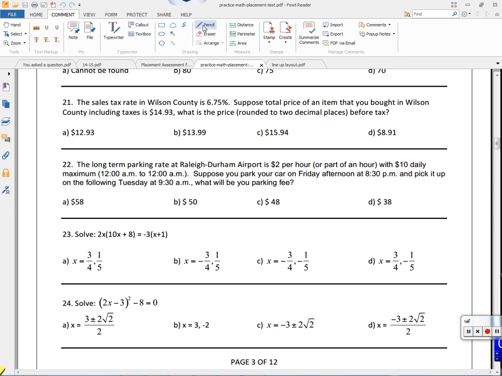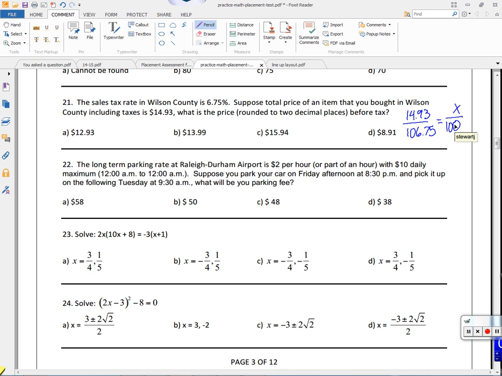How'd you handle that one, Michael? I used proportion. You used proportion, okay. So you did what? I had 14.93 over 106.75 equals x over 100. So you just cross multiply and solve for x. Yes, there you go. Okay.